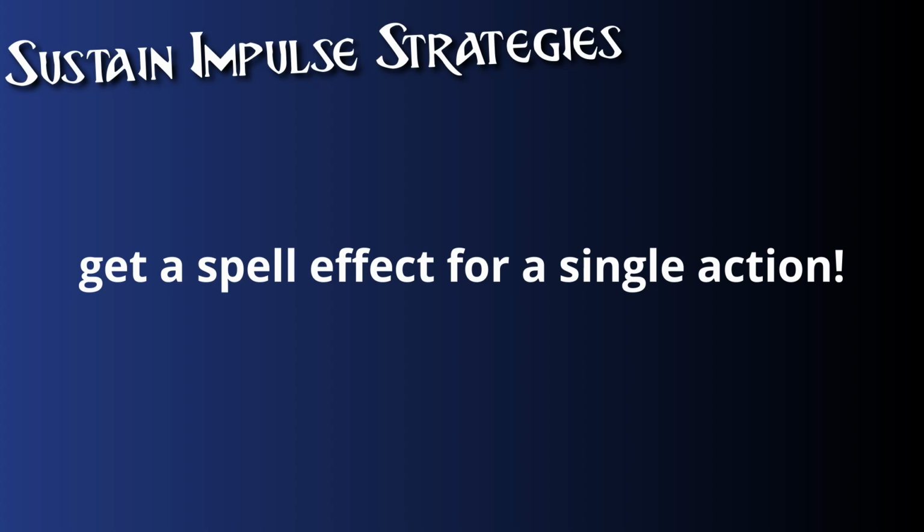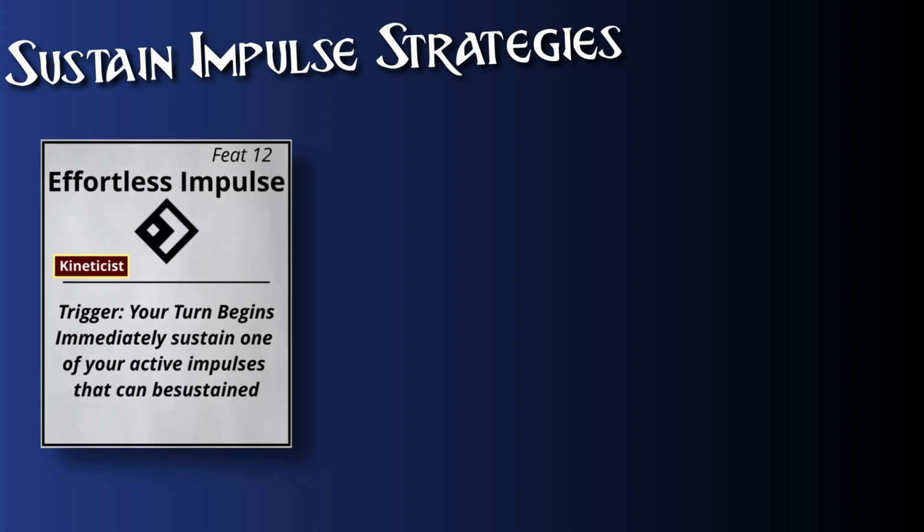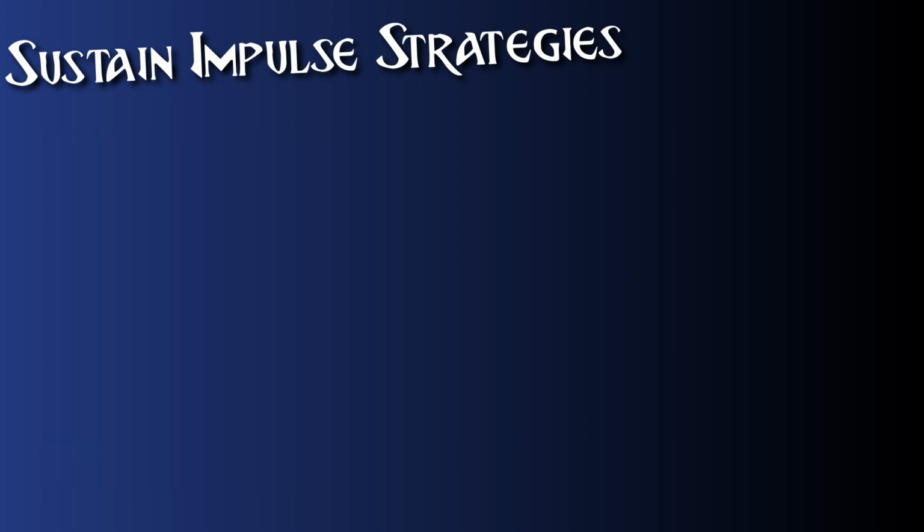Several impulses can be sustained each round, giving you a spell effect for a single action. On top of this, at level 12, you can take the effortless impulse feat, which lets you sustain an impulse as a free action, which is great because classes are waiting until level 16 to get this feat, and you're getting it at level 12. That's awesome. Number 1, there are wall spells that can be sustained to control the battlefield.